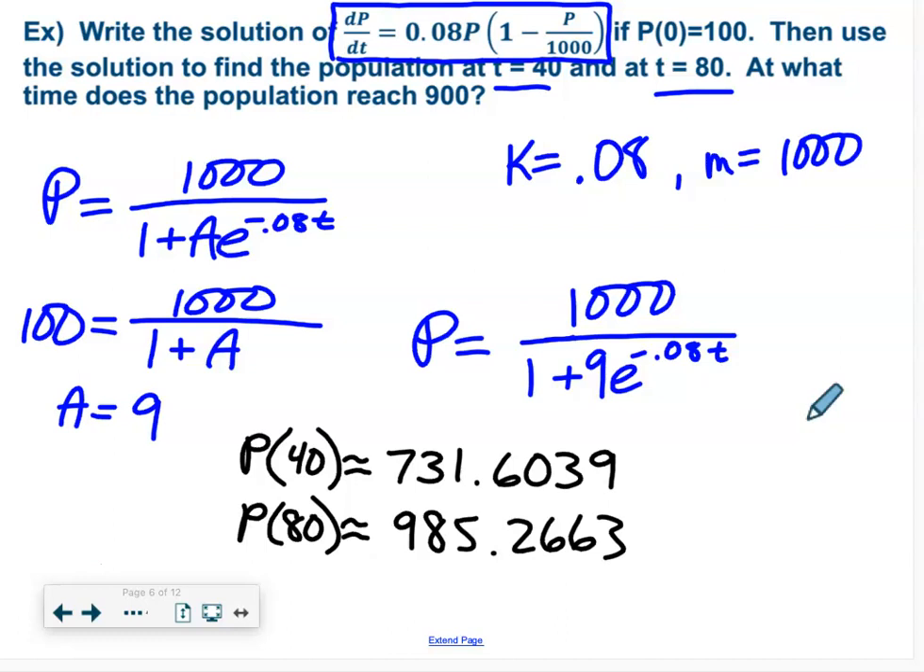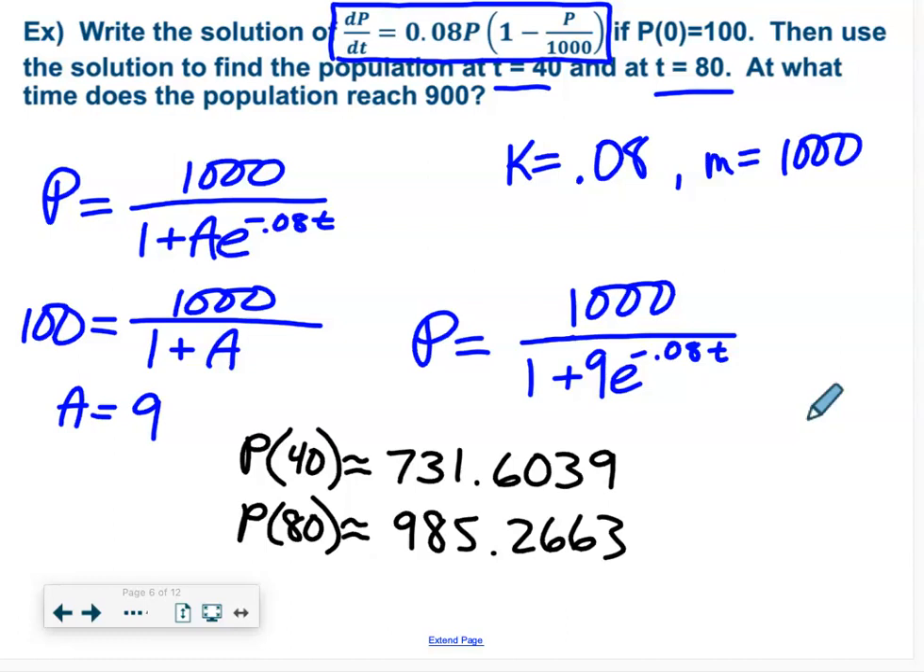So anyway, for this one, P(40) is about 731.603, and P(80) is about 985.266. Any questions on plugging the numbers in? Are we all good with our calculator? Yes? I want to see nods. Yeah? Anthony, you good?